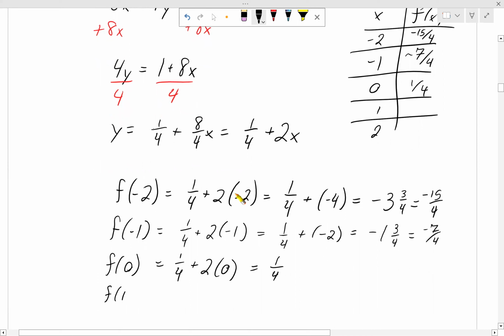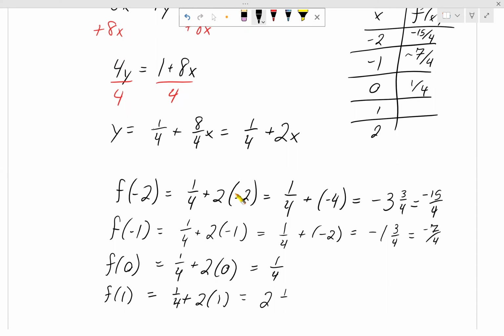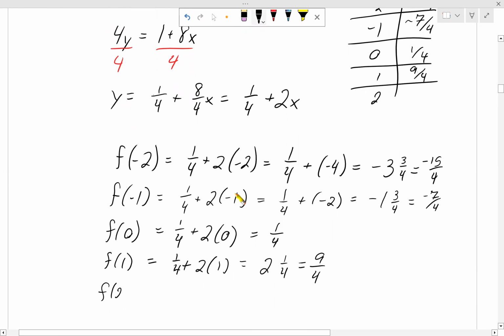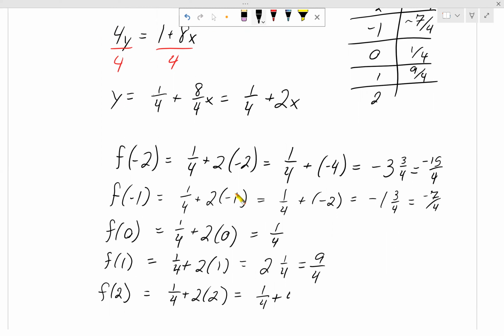f of 1, 1/4 plus 2 times 1, which is 2 1/4, which is 9/4. All right, and then f of 2, that's my last one. That's going to be 1/4 plus 4, which is 4 1/4, which is 17 over 4.